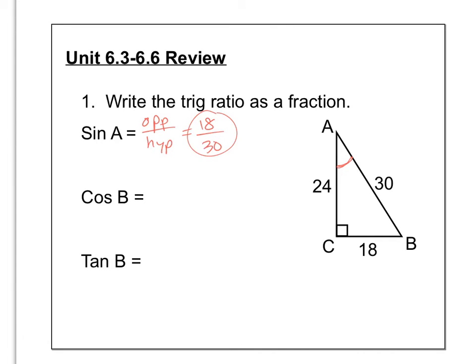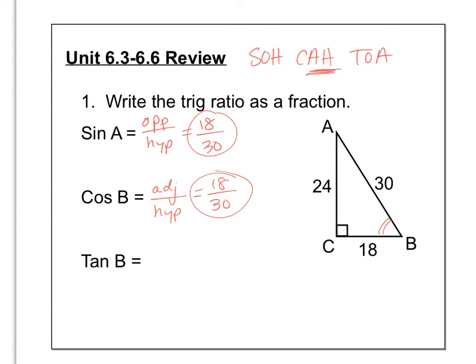Now I'm just going to erase this and I'm going to go to angle B. So we're down here. Cosine is adjacent over hypotenuse. If you want to think about SOHCAHTOA, that's how I remember adjacent over hypotenuse. Adjacent is 18, hypotenuse is 30. It's the same answer as sine A.